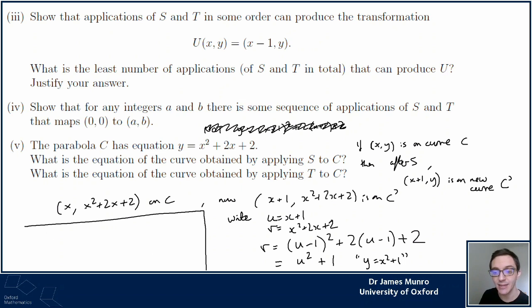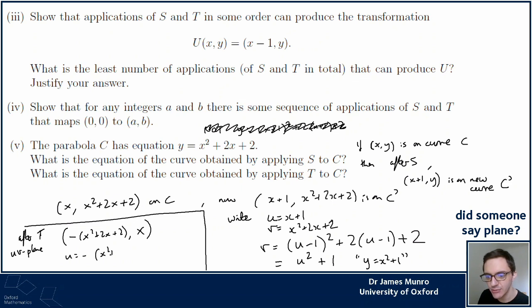So before we had (x, x squared plus 2x plus 2) is on C. So after applying T, that point gets taken to the point (minus x squared plus 2x plus 2, x). So this is, again, a sort of parametric equation for the positions of points on this curve. And it's not at all obvious what that's going to be. We can try and simplify this a little bit, I suppose. In my new world, if before it was the xy plane, if it's now the uv plane, then I've got u is equal to minus x squared plus 2x plus 2.